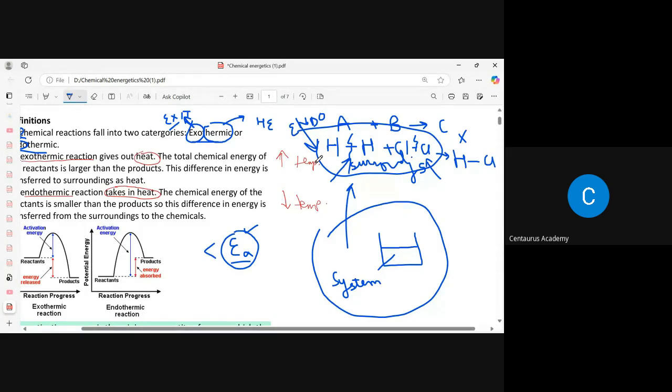And whenever new bonds are formed, this process is an exothermic process, which means that when new bonds are formed, the system is going to release heat energy into the surroundings. So exothermic means that the energy is being released from the system to the surroundings. This is exo. Whereas endothermic means that the system is taking in heat energy from the surroundings. So there is entering of heat energy into the system from the surroundings. All right. Is this point clear so far?